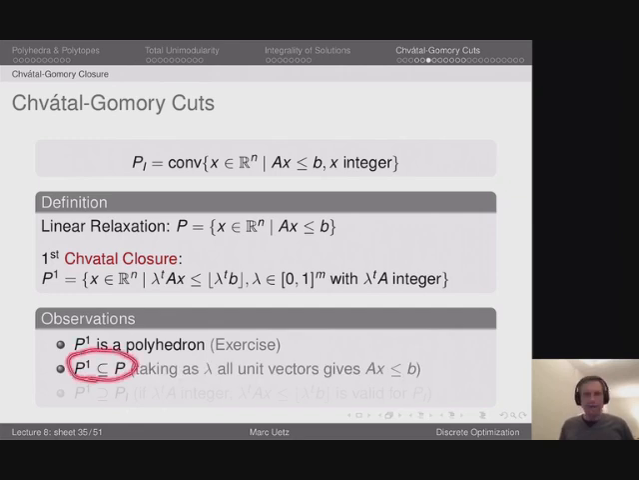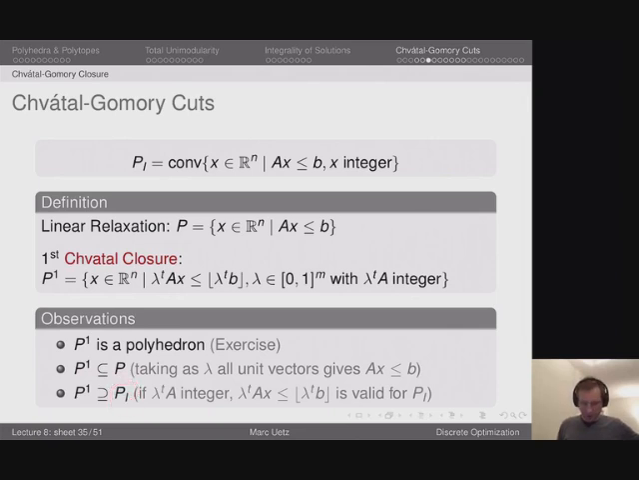Next, it's a subset of the original linear relaxation. So this was the linear relaxation where we dropped the integrality constraints, and the first Chvátal closure is actually a subset of this. That is quite simple to see because I can take as lambdas all the unit vectors, and that gives me exactly the original description. So all the original constraints are still there, and therefore it's only a more constrained set of points, and therefore it's going to be a subset of the linear relaxation. And by construction, it still contains all the integer points.